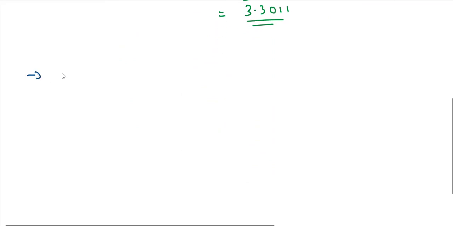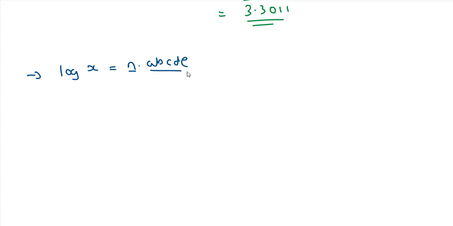Now log of any value, let's say x, is always of the form n.abcde. It will have an integer part and some decimal part. So if you know the log value of any number x, which is equal to n.abcde, then you can easily find the number of digits in x. It will always be an n plus 1 digit number. That means this number x will consist of n plus 1 digits before the decimal part. We'll see how to apply this concept.